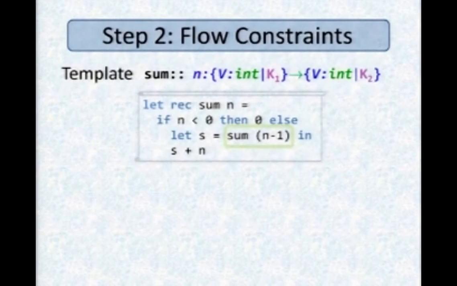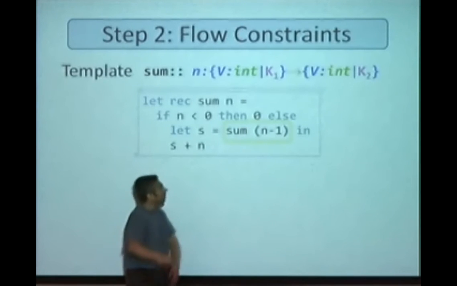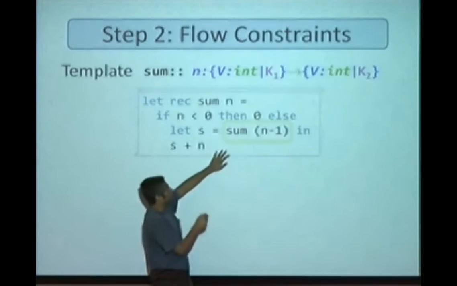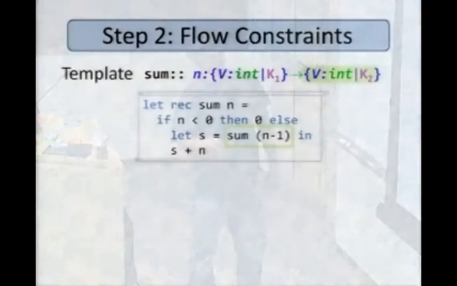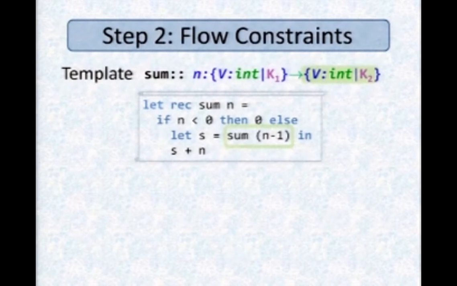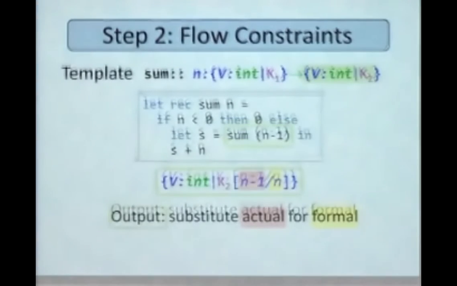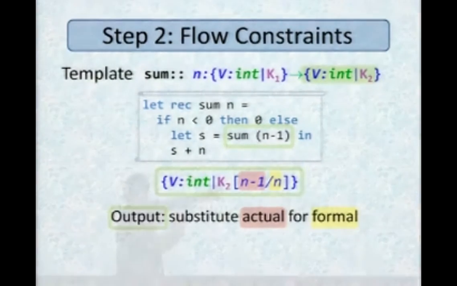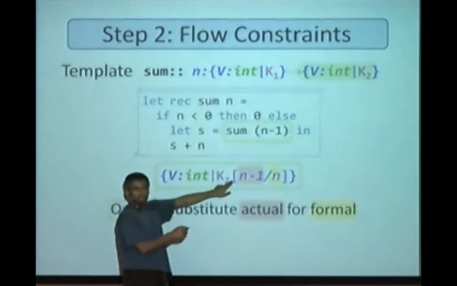And now what we're going to do is look at the output of this call, which is going to flow into S, and that's going to flow into the output, right? So let's look at what the type of this expression is going to be. What is the type of the output of this recursive call? Well, we know that the output of sum is of type k2, and so the type of this expression is simply k2, which is the output, with the formal n replaced with the actual n minus 1.